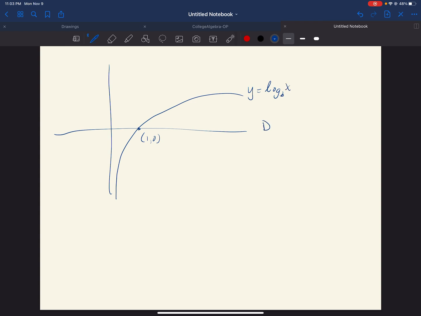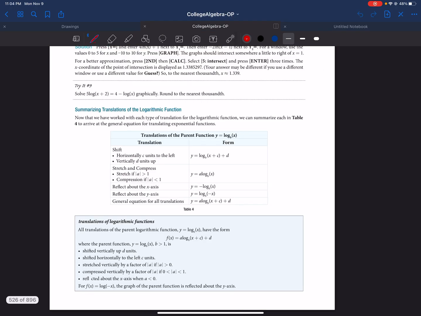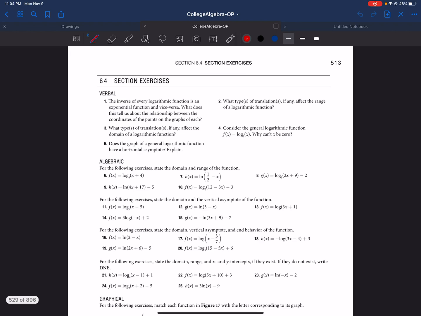The domain for it is 0 to infinity, and the range is negative infinity to infinity. It does have a vertical asymptote at x equals 0, and we could put that right here and dot it in along that y-axis. The y-axis is the equation x equals 0. So that's the information that we have. Now look how I used that knowledge to go about answering the questions in the book.